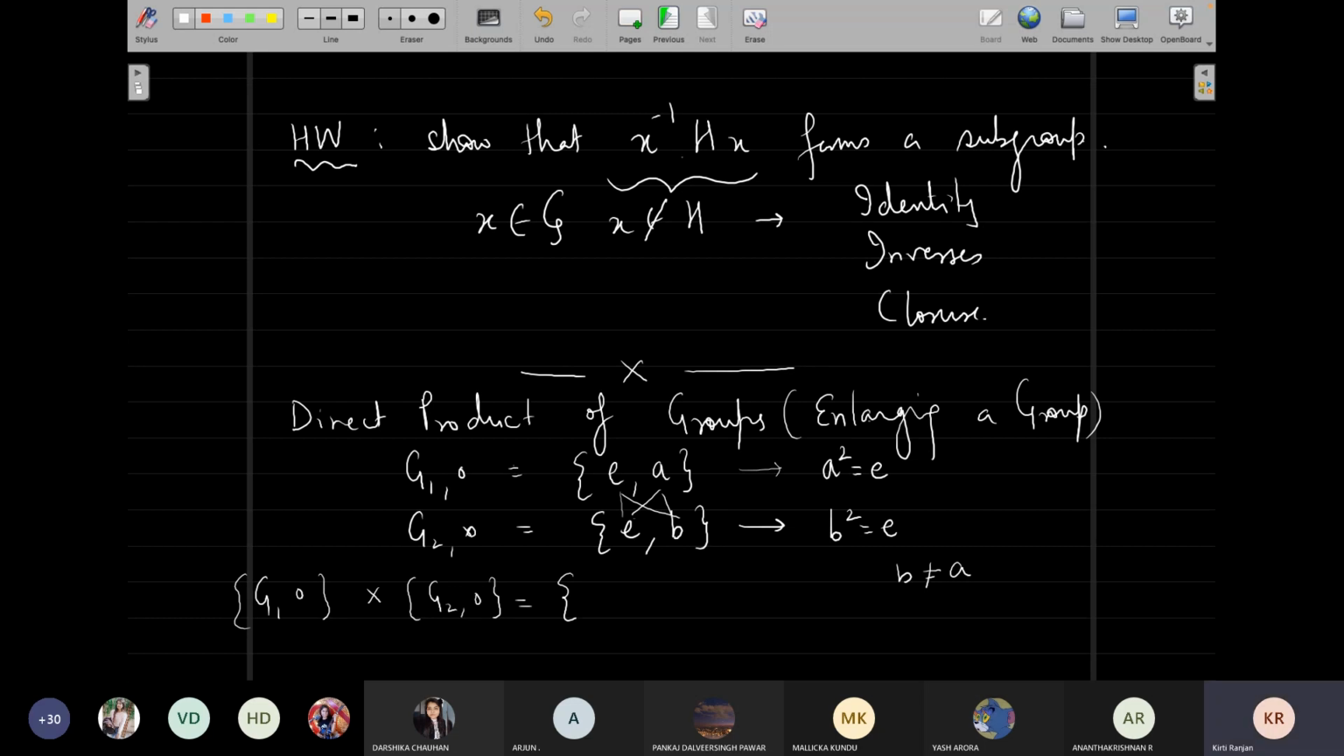So first, E with E, what will it give? E. E with B. A, B, A, B. Okay, A, B, A, B. And consider that the two groups are normal subgroups. By the way, is G1 dot a normal subgroup or is G2 dot a normal subgroup?